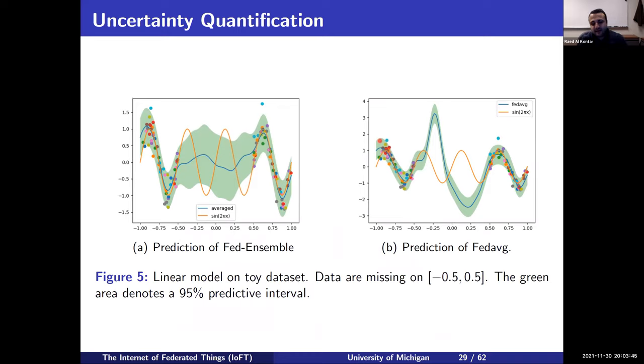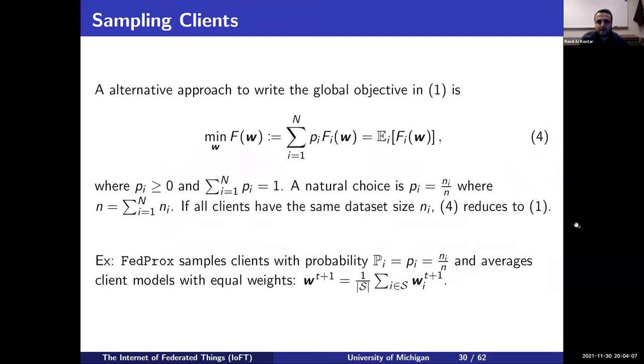Okay, so this is an example of Fed Ensemble compared to Fed Average in a location where you do not have any data. So Fed Average, if you do not have any data, doesn't have the ability to quantify uncertainty. It's very confident, however, it's extremely wrong because it hasn't seen any data there. However, with Fed Ensemble, with the ability to quantify uncertainty, this can be reflected accordingly.